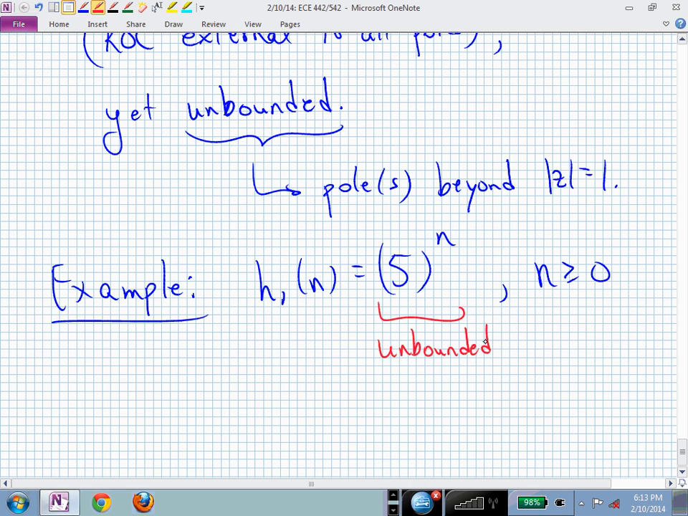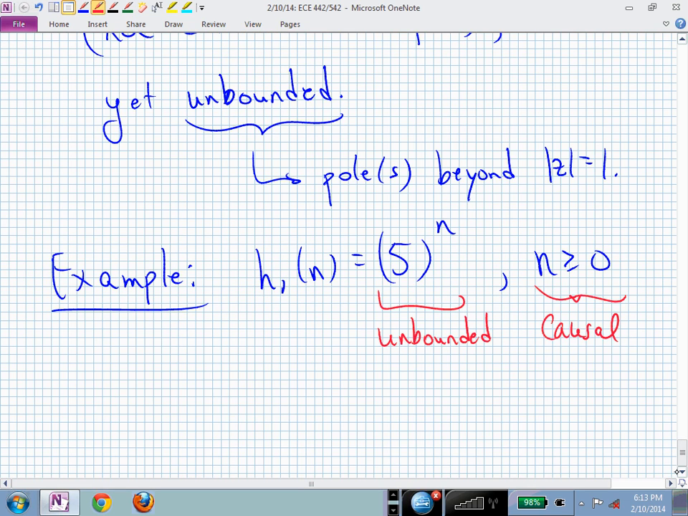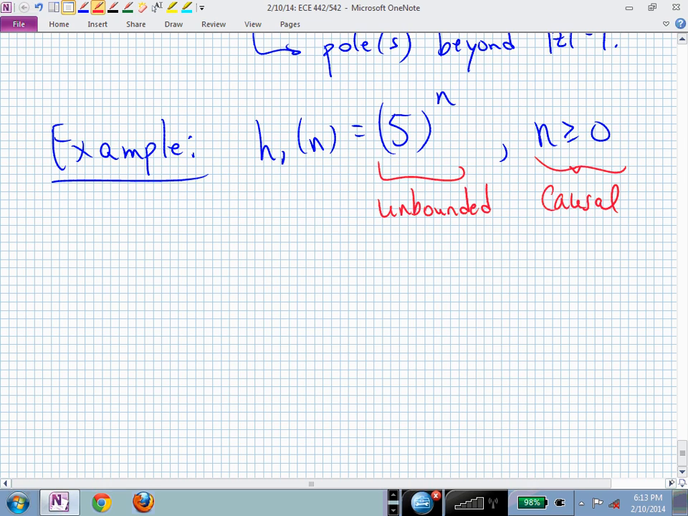I hope it's clear that that's unbounded, but this says that it's causal. But if I wanted to z-transform that signal, what would my region of convergence look like if it's causal?